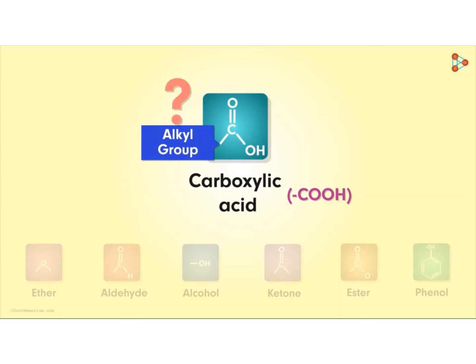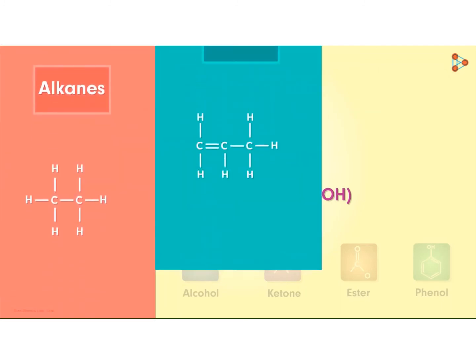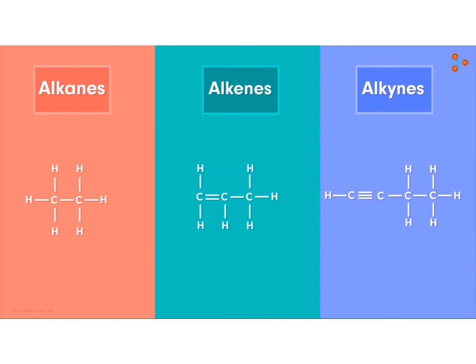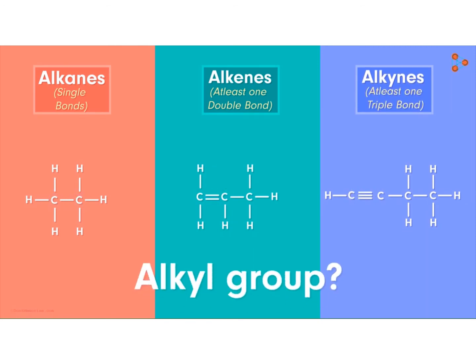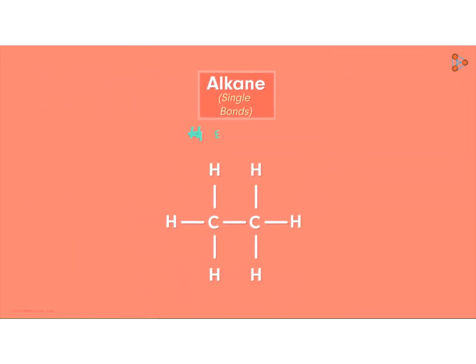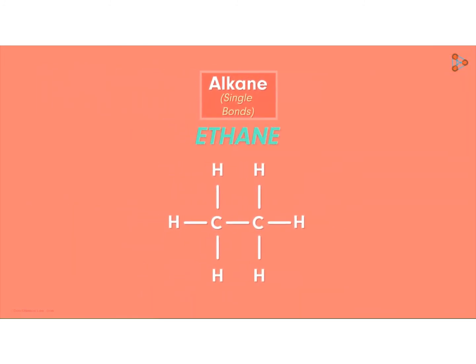Wait, what do we mean by an alkyl group? We've seen what alkanes, alkenes and alkynes are. Single bonds, alkanes; at least one double bond, alkenes; and at least one triple bond, alkynes. So what is an alkyl group then? Let's take an example of ethane to understand this. We can see that each carbon atom here has its valencies completely fulfilled, 4 and 4.